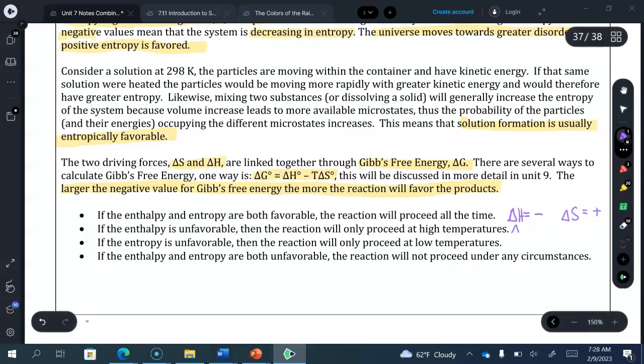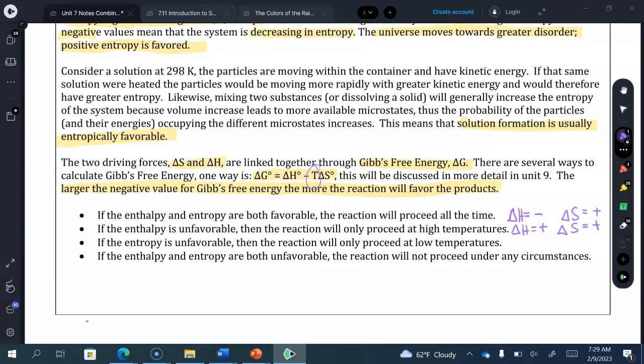In this case, we're looking at when the entropy and enthalpy are both positive. So this is only favorable when the T is so big that the entropy overwhelms in this equation.